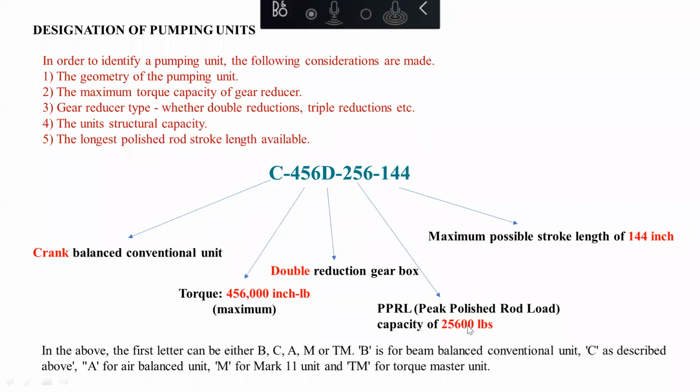be multiplied with your 100 pounds. So your polish load will be 256 into 100. And you have a maximum stroke length. This 144 will be your maximum possible stroke length for your specific pumping unit. So this is not only the stroke length you can use, this will be the maximum. You can use a lower stroke length.